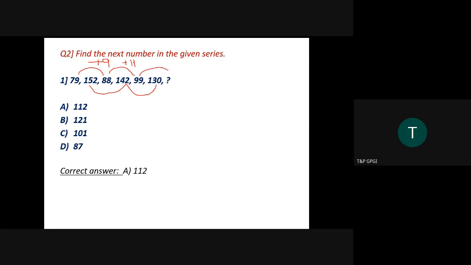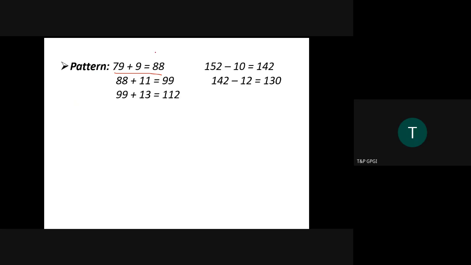And similarly the next term will come. 9, 11, the difference is 2, so here also there will be a difference of 2. Maybe here we can add 13. 99 plus 13 will give you 112. That is the right answer. See, 112 is the right answer. Understood. So I just went on identifying this pattern.